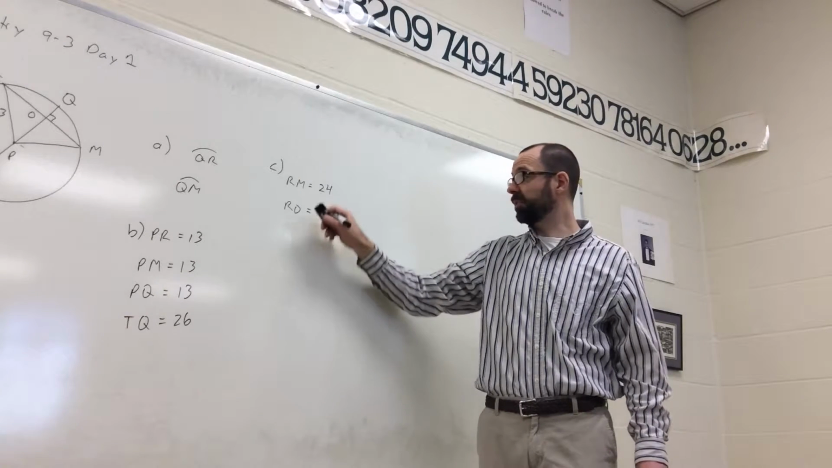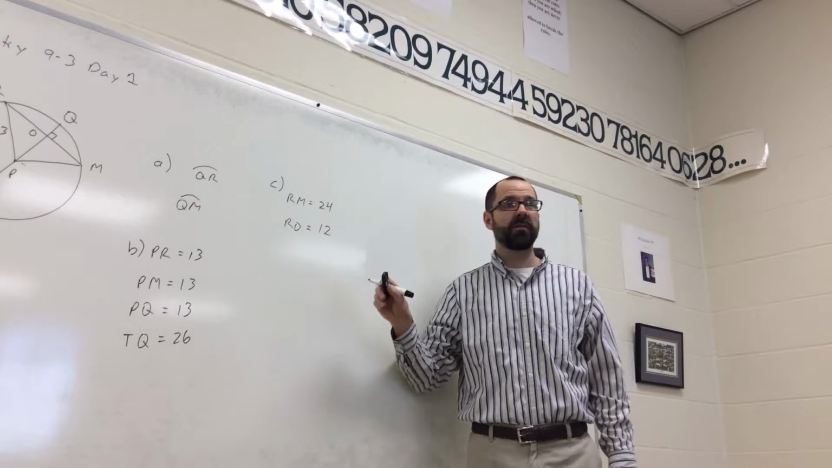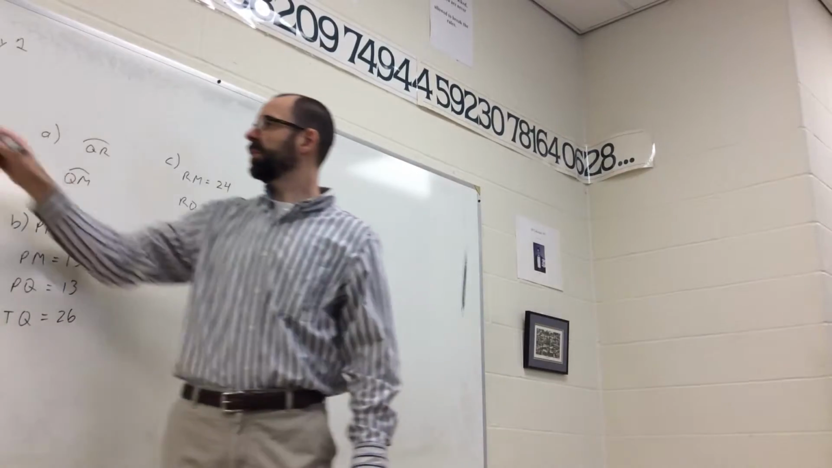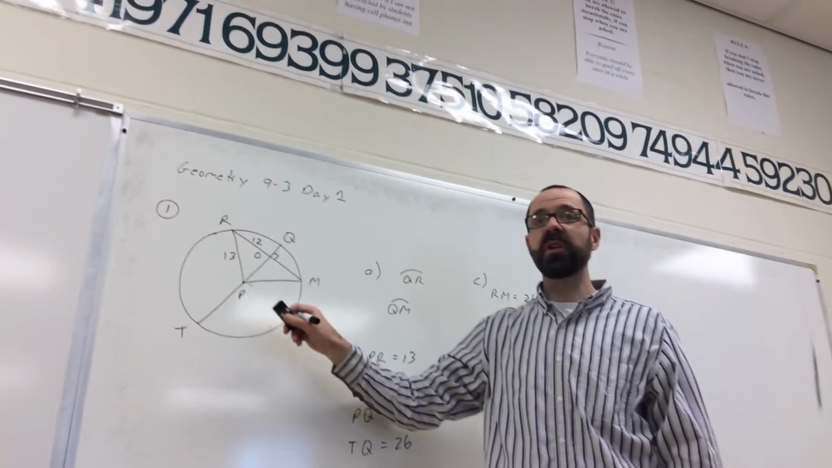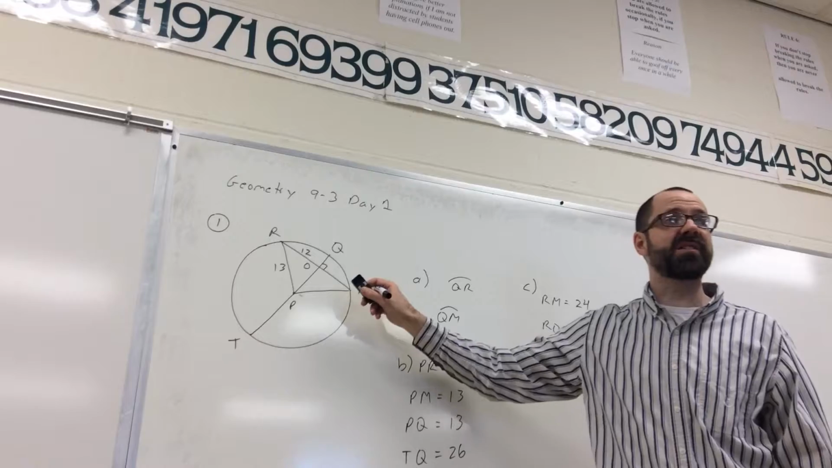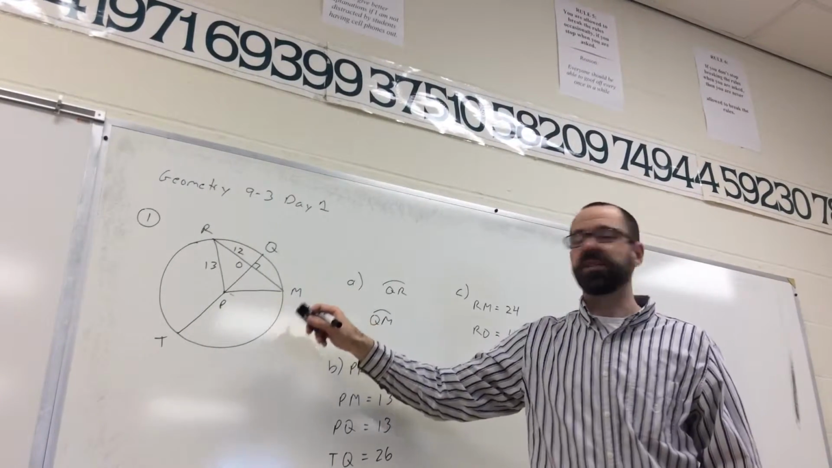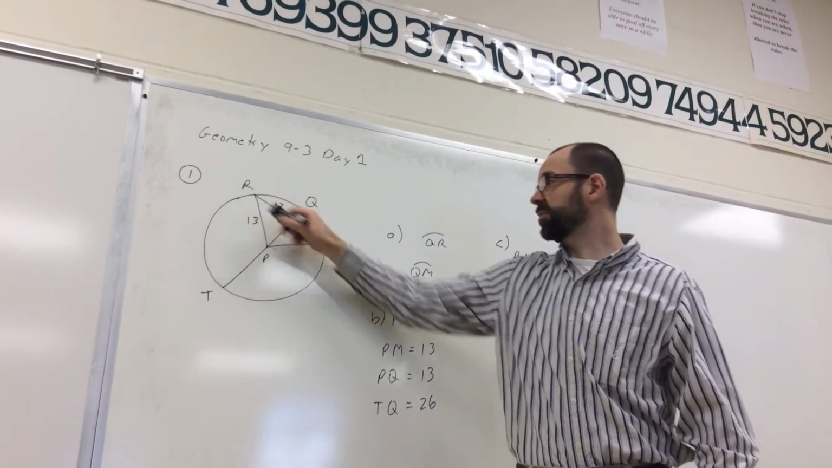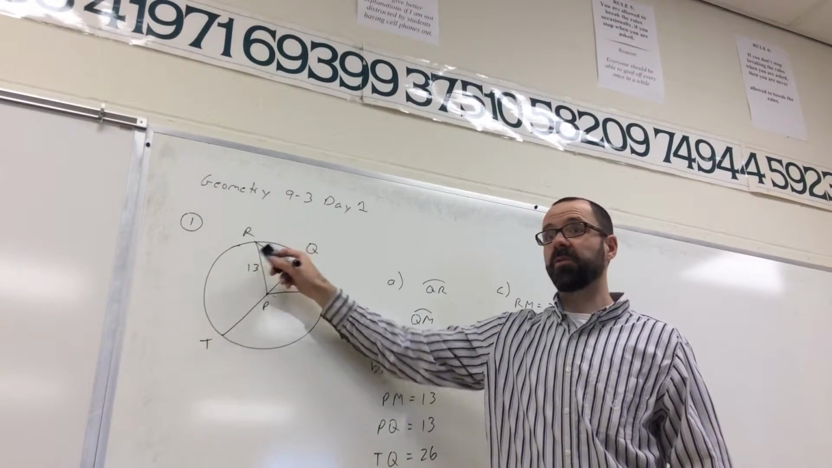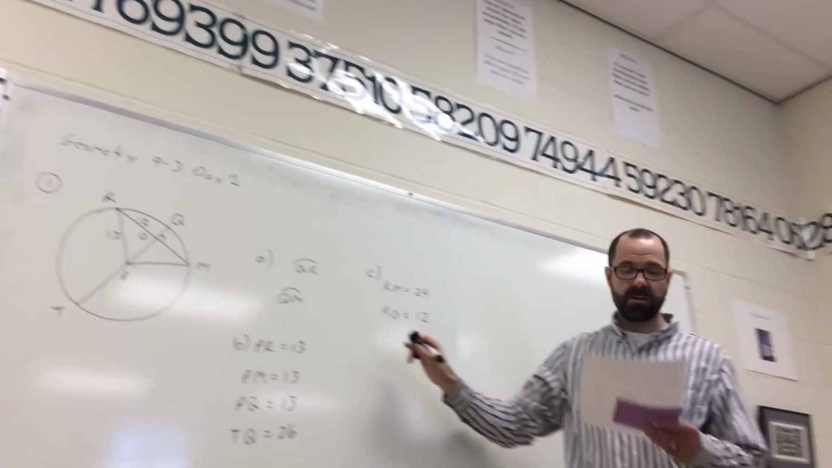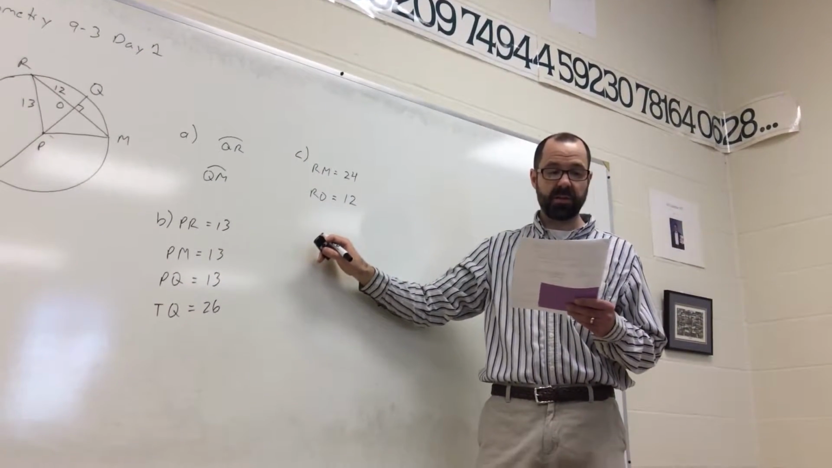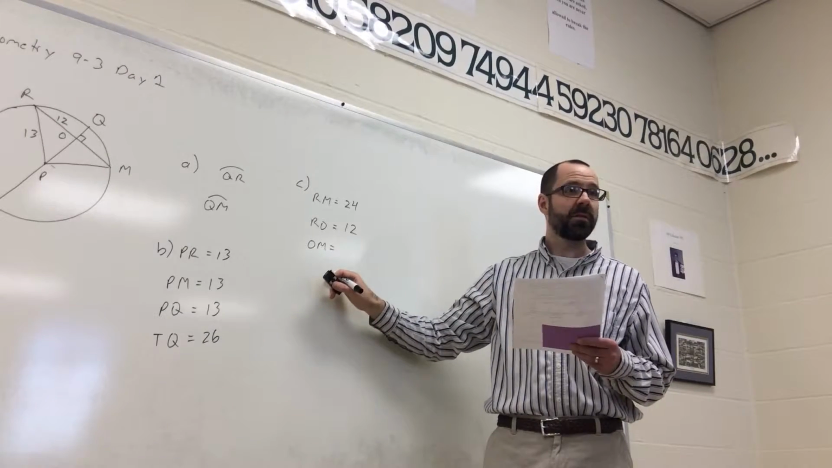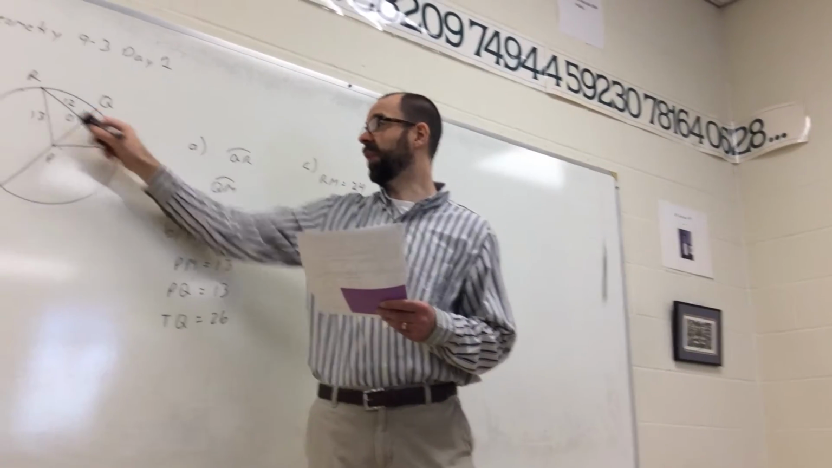Yep, 12, good. Just half of 24, right? So I'll label that 12. How did we know that this chord was getting bisected? Because the diameter is perpendicular to it, right? So that's why this 24 got cut in half into 12 and 12. All right, next they want to know OM. And of course, O to M is also 12.